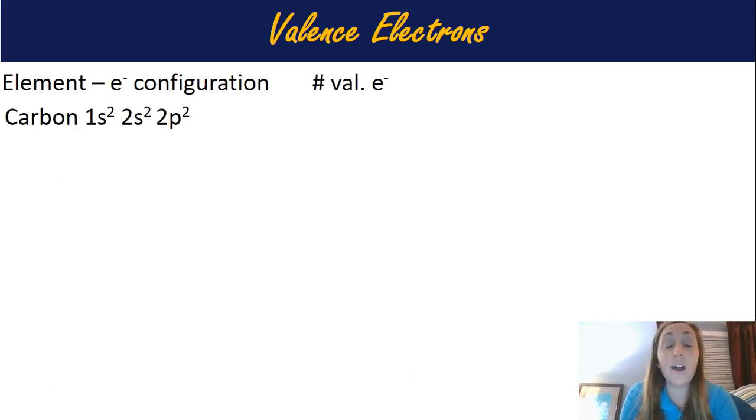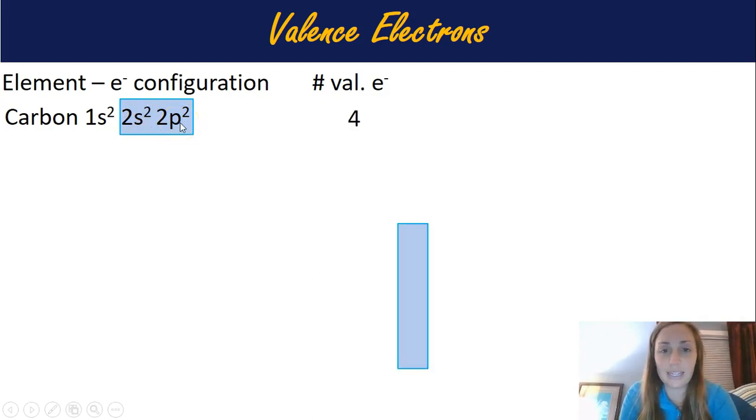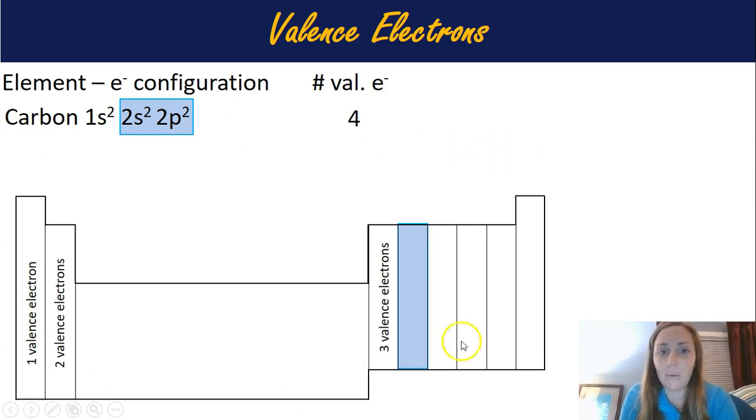Let's do another one. Carbon, 1s2, 2s2, 2p2. So 2 is the biggest energy level here. I've got 2 in an s subshell and 2 in a p. So we have 4 valence electrons. If you bring back what we had before, carbon is in this group. So all of these have 4 valence electrons.